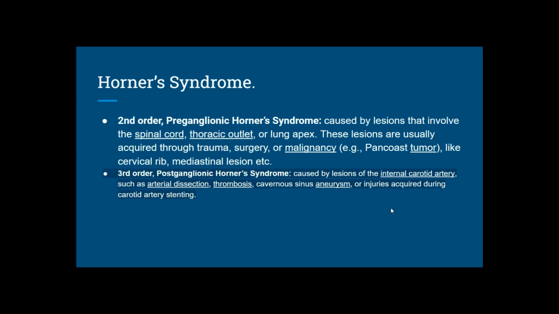The second order is called preganglionic Horner syndrome. It is caused by a lesion that involves the spinal cord, thoracic outlet, or the lung apex. These lesions are usually acquired through trauma, surgery, or malignancy. For example, the Pancoast tumor, which is present at the apex of the lungs, can cause Horner syndrome, but it is going to be second order. The third order is postganglionic Horner syndrome, and it is caused by a lesion of the internal carotid arteries, such as arterial dissection, thrombosis, and many others.